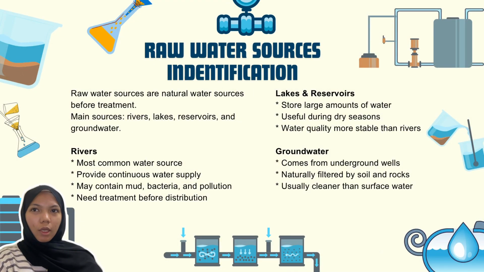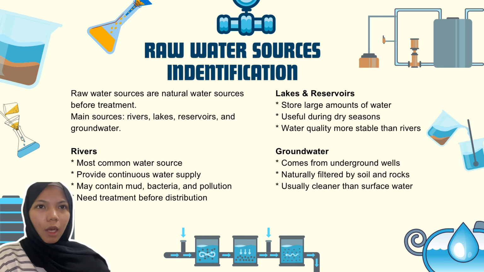Raw water sources are natural sources of water before it goes through the treatment process. The main raw water sources used for water treatment are rivers, lakes and groundwater. Firstly, rivers are the most common sources because they provide a continuous water supply for daily use. However, river water may contain mud, bacteria and pollution, so it must be treated before being distributed.